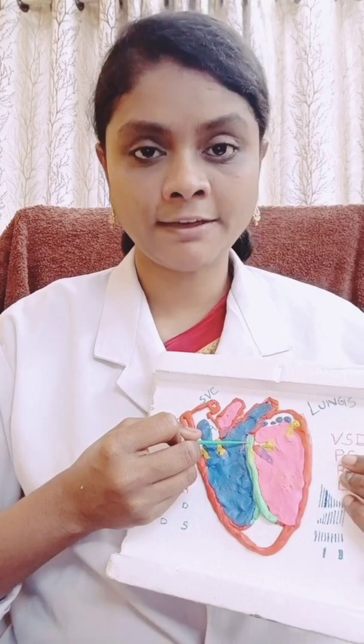But in tetralogy of Fallot, what happens is that the conal septum or interventricular septum which is present here is malaligned or not developed properly during embryonic development. This septum will be pushed to the right side and more anteriorly. See how this septum is pushed. This interventricular septum is pushed right side and more anteriorly. So this push is leading to stenosis of the pulmonary artery.